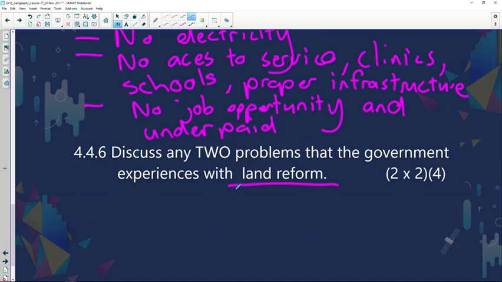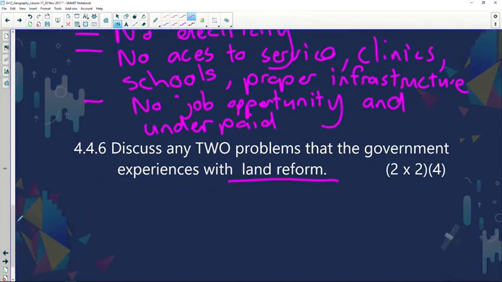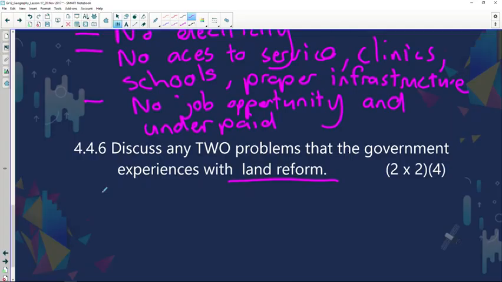Now, if we quickly look at 4.4.6, discuss any two problems that the government experience with land reform. Now, unfortunately, it's a difficult process. We can't just give the land back to other people or just claim land. People can claim the land that they used to live on. So it's a lengthy process, and there's quite a few problems that the government experience with the land reform. And first of all, it takes time and money to dispute these issues.